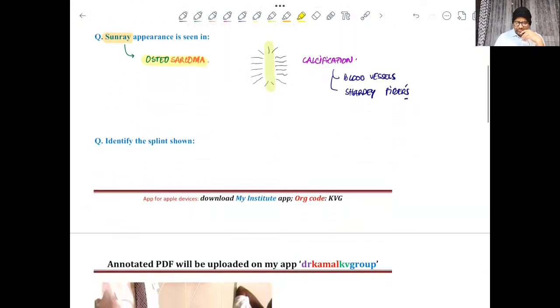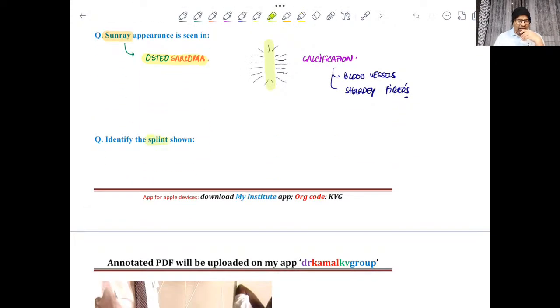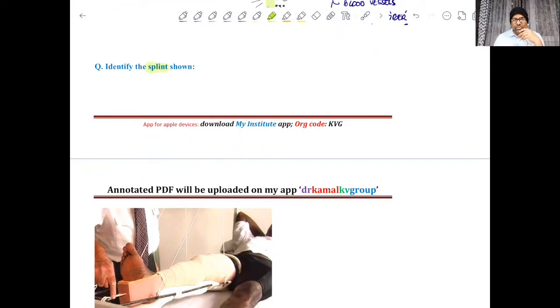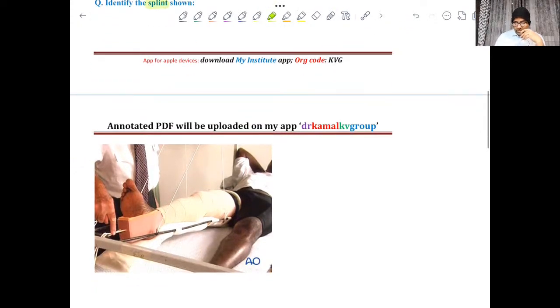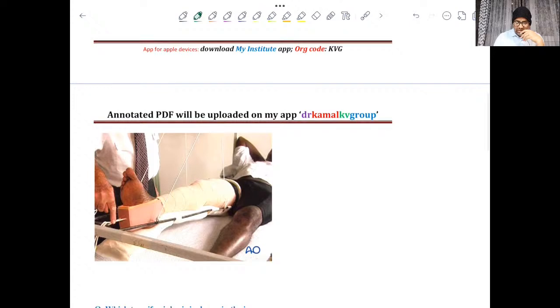Now the third question is about a splint, and usually they ask about the Thomas splint, the knuckle splint or the cock-up splint, but this time they have given you a splint of the lower limb. So what you can see here, this is the splint here. Clear? So this is the splint, and this is for immobilization of the lower limb. So this actually is the Thomas splint, and we usually use this for fractures of proximal femur.